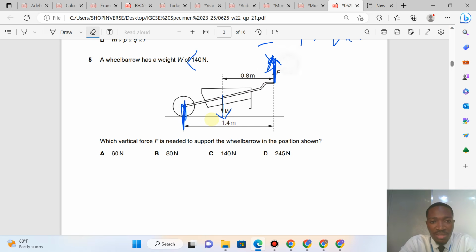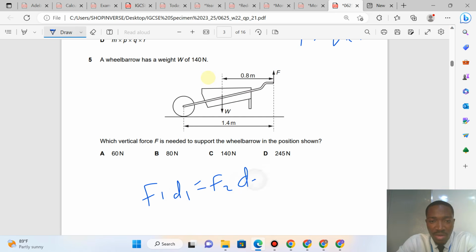These lines might make it a bit confusing, but don't focus too much on the lines, focus on the information that is being passed. This is the pivot. So the distance between the force F and the pivot is from here to here, which is 1.4 meters, right? So we use the principle that total clockwise moment must be equal to total anticlockwise moment.